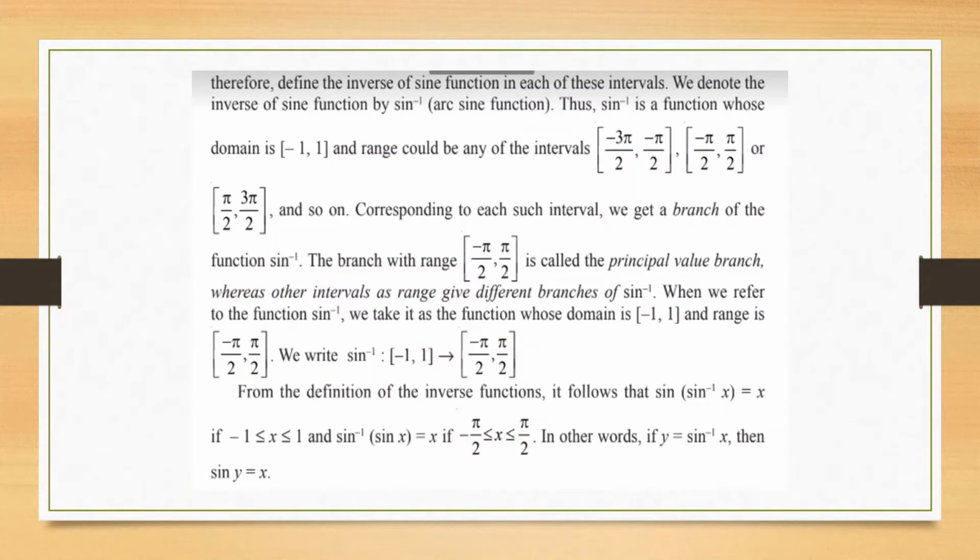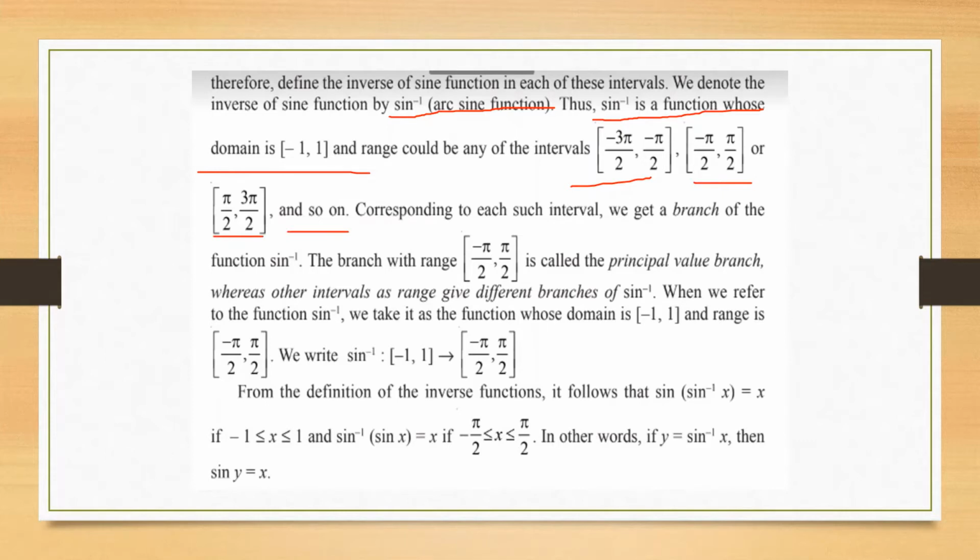Therefore, we define the inverse of the sine function in each of these intervals. In any of these intervals, we denote the inverse of sine by sine inverse, or arc sin x. Sine inverse x is a function whose domain is [-1, 1], and whose range could be any of the intervals like -3π/2 to -π/2, -π/2 to π/2, or π/2 to 3π/2, and so on, right?